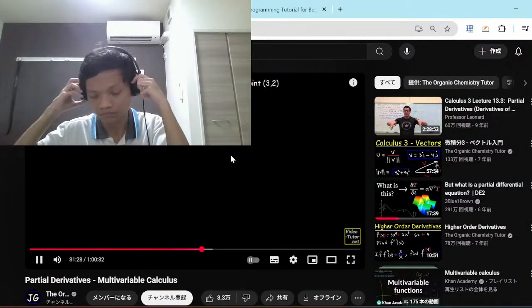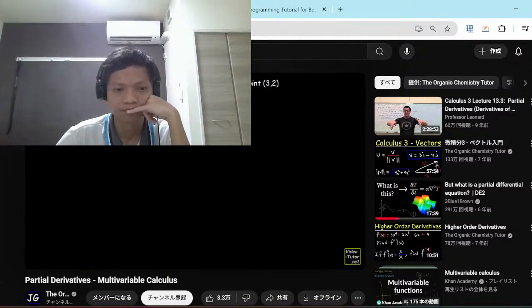Now let's say you're given a function that looks like this: x squared y cubed, and you want to find the slope of the surface in the x and y direction at the point (3, 2). All you need to do is find fx and fy and evaluate the function at this point, and that's going to be the slope of the surface in the x and y direction.